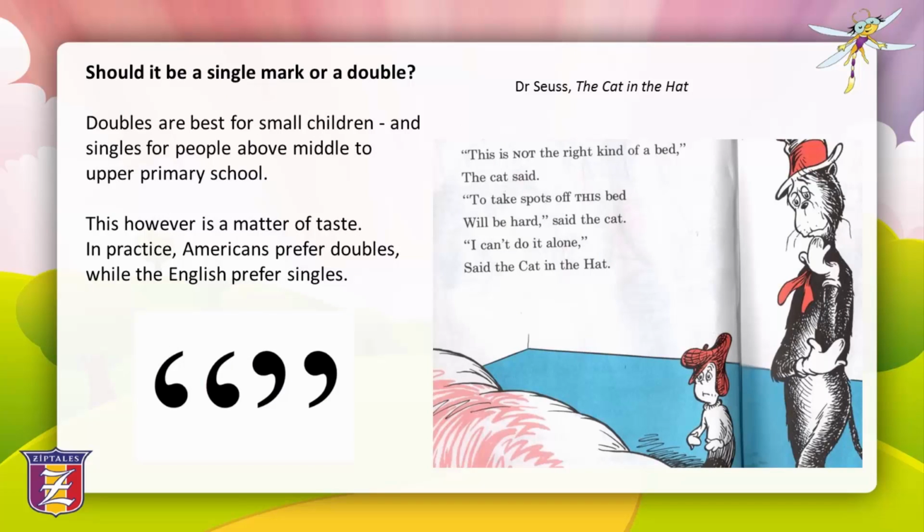Should it be a single mark or a double? The standard usage these days is for doubles to be used for small children. The argument is that they are more obvious signs, and singles for people above middle to upper primary school. This, however, like so many other aspects of punctuation, is somewhat a matter of taste. In practice, Americans prefer doubles while the English prefer singles. But it's up to you, as long as the same style is used throughout.